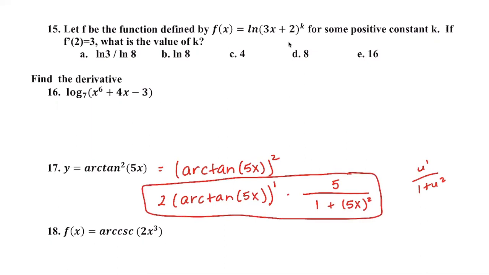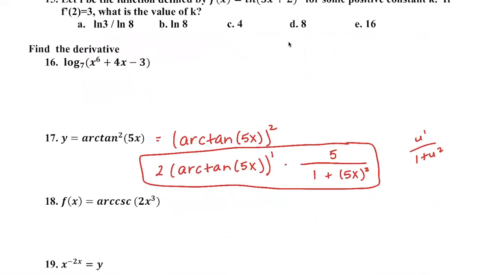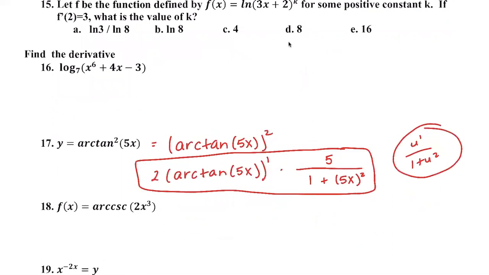Can we do 12? How did you get the 1 plus 5x squared? That's the formula right here for arctan. That's one of those ones in the front of the book. Just make sure you're looking at the right ones. So if it's asking for a derivative, make sure you're looking at the ones at the top. If it's asking for integration, make sure you're looking at the ones at the bottom.